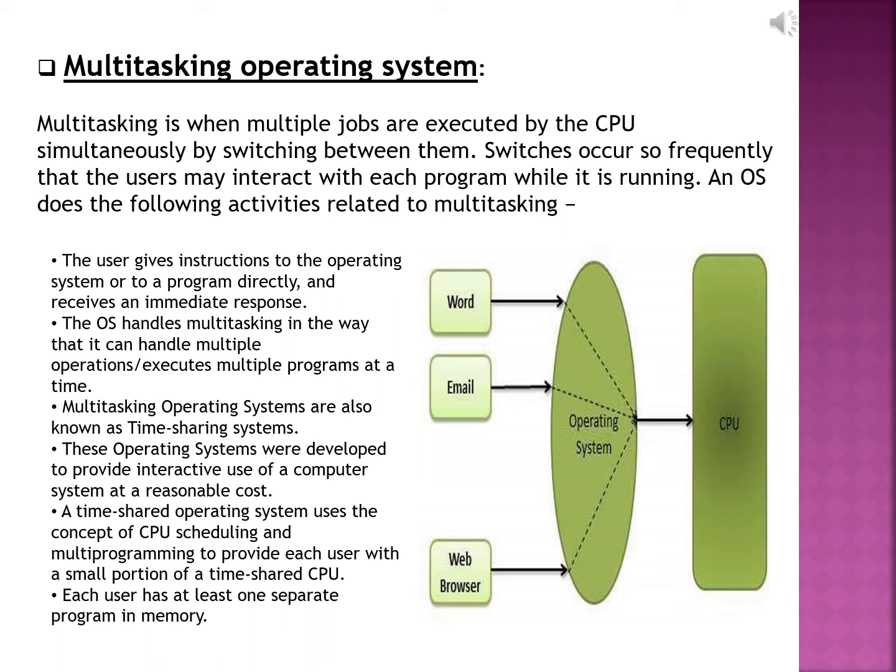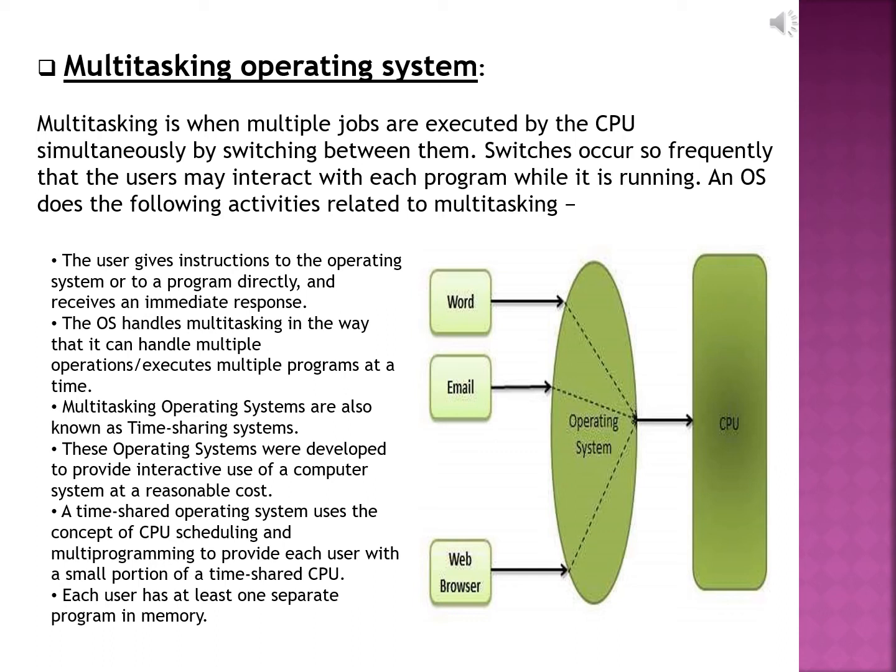When a process executes, it typically executes for only a very short time before it either finishes or needs to perform input-output. Since interactive input-output typically runs at slower speeds, it may take a long time to complete. During this time, the CPU can be utilized by another process.